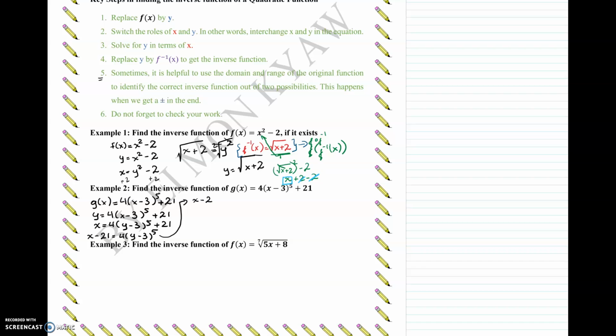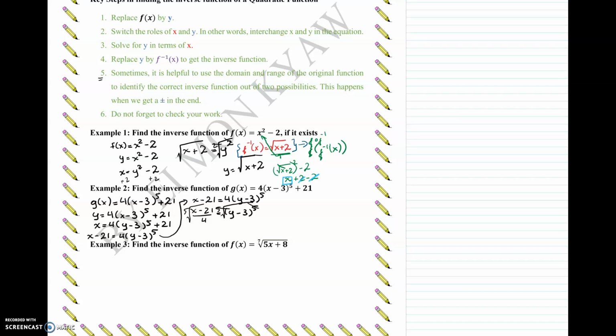x minus 21 is equal to 4 times the 5th root of y minus 3. So you divide by 4 on both sides. So (x minus 21) over 4 is equal to the 5th root of y minus 3. Now you take the 5th root to both sides of the equation. So 5th root and 5th root, in this case, are going to cancel out.